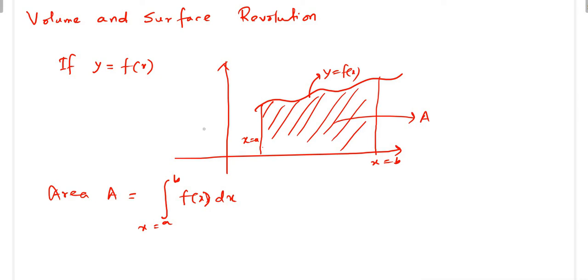Okay, now revolution: we will rotate some curve, and due to that rotation some surface will be generated, and we will calculate the volume and surface.